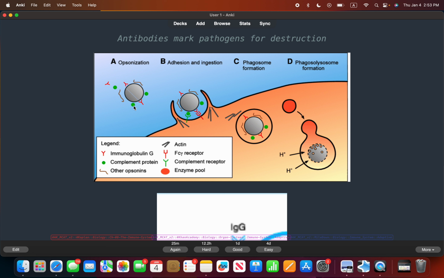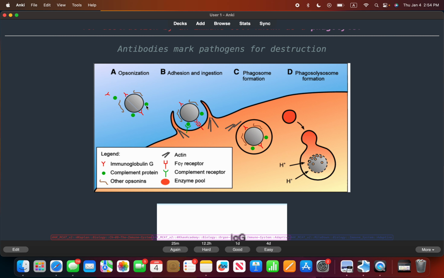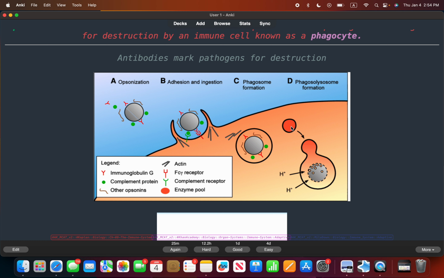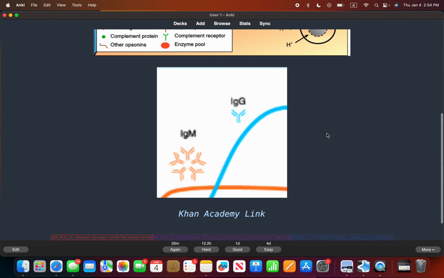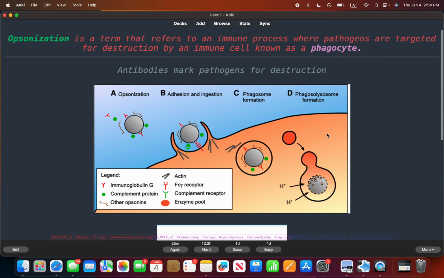We have the complement proteins on the antigen on the pathogen. We have other opsonins. Then we also have the complement receptor, and the enzyme pool is here where the phagolysosome is formed. And yeah, so we have IgG and IgM at the end, and the antibodies mark pathogens for destruction.